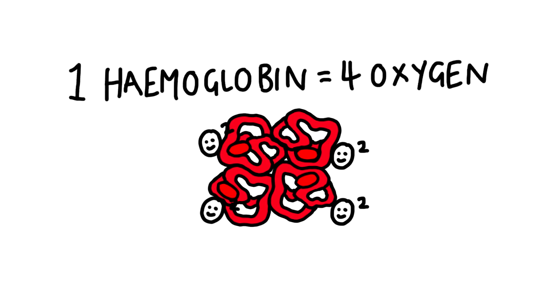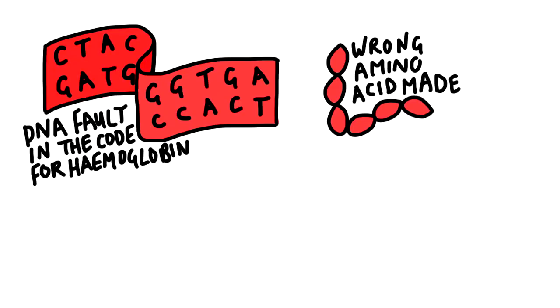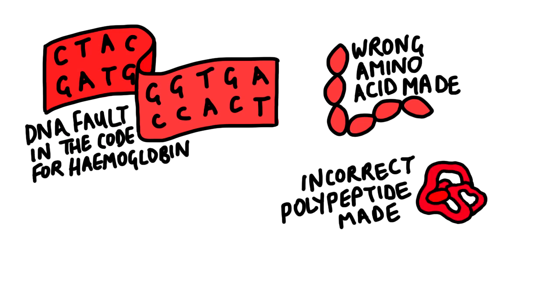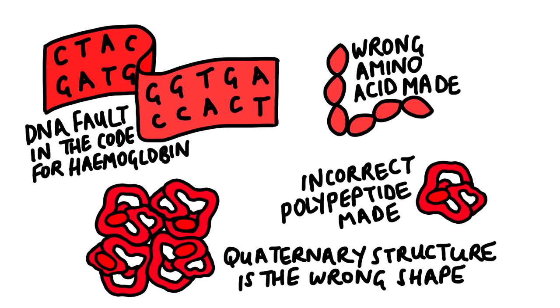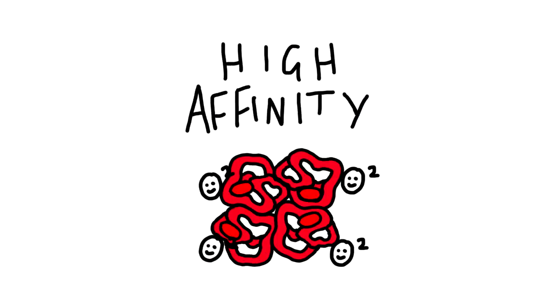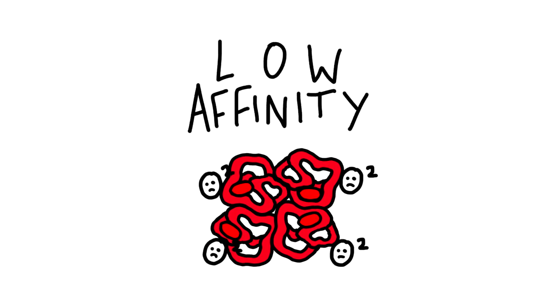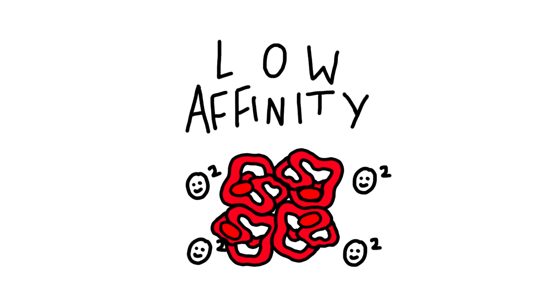at once. If there were to be a fault in the hemoglobin's DNA, then the wrong amino acid would be made, meaning an incorrect polypeptide would be made, and so oxygen would not be able to bind. High affinity is when oxygen can bind easily to the hemoglobin, but it struggles to be released, and low affinity is the opposite. Oxygen struggles to bind, but it can be easily released.